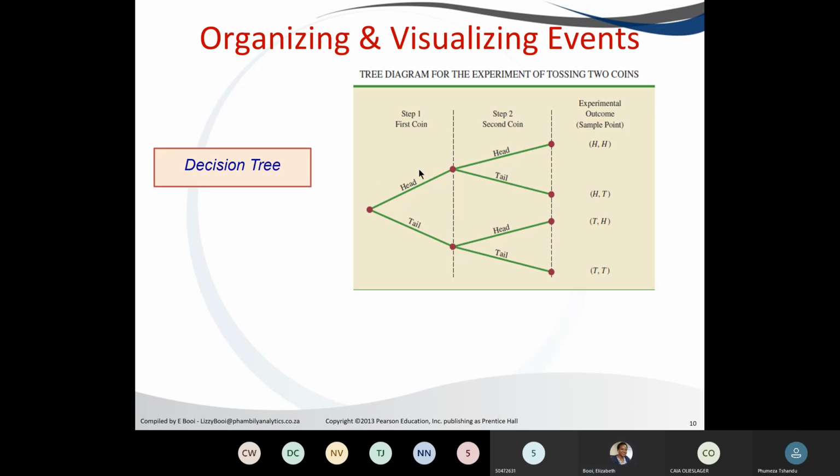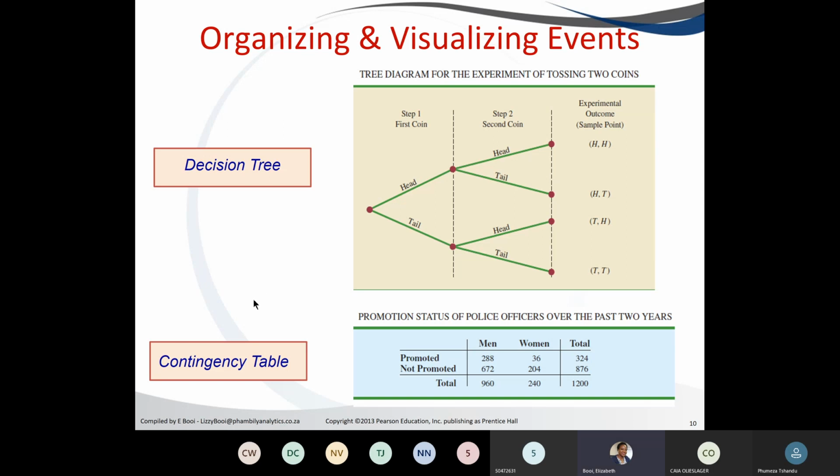And when all these are simple events, so this is a simple event, but the minute I toss the coin again, then it becomes a joint event. And this will be a head and a head. That will be the outcome.